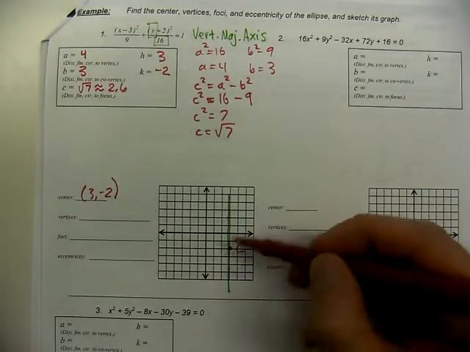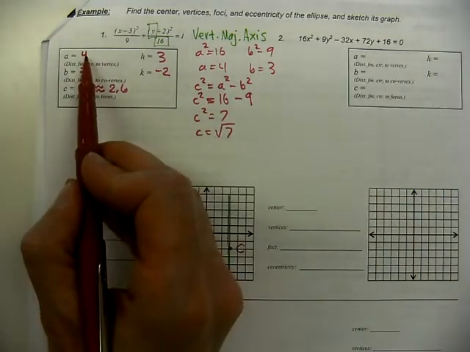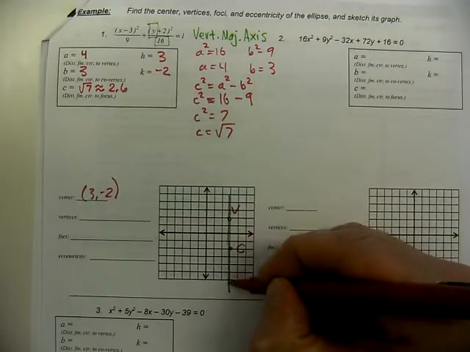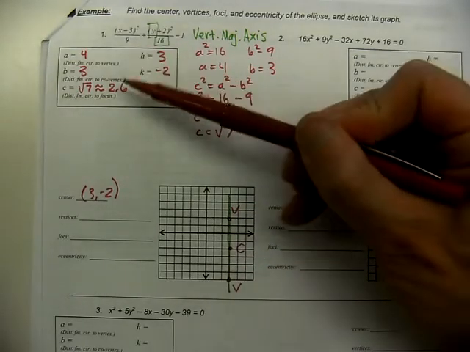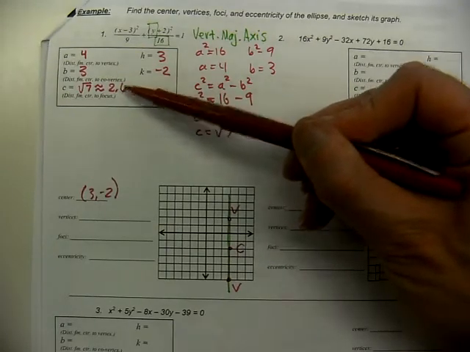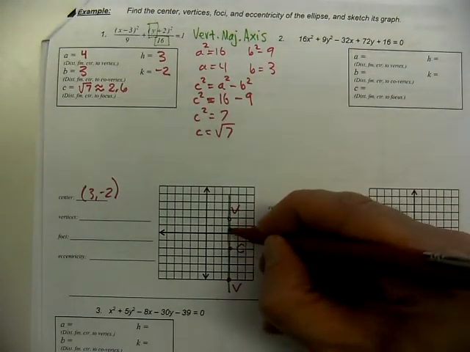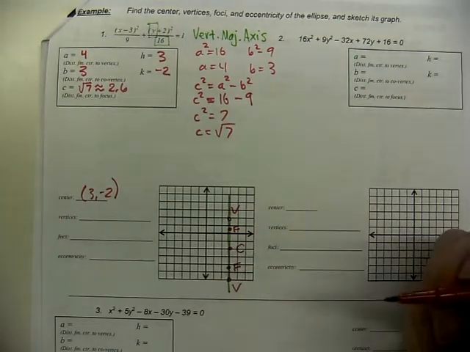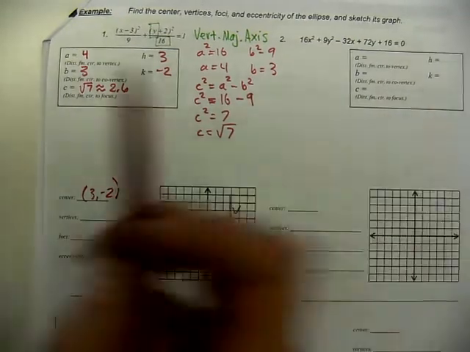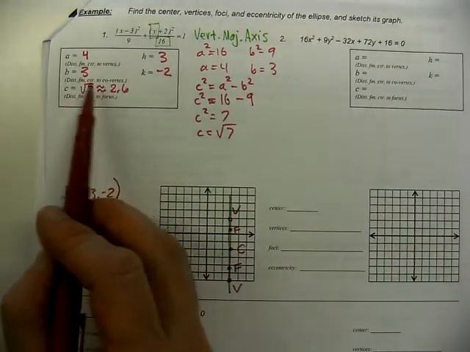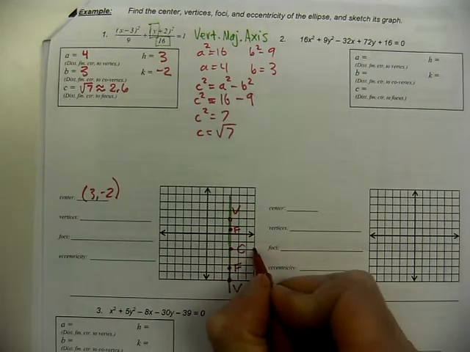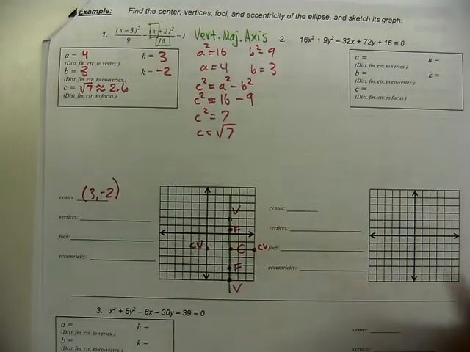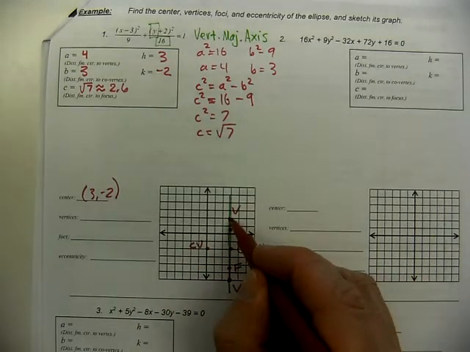So above and below the center will be the vertices. That's the length of 4. So 1, 2, 3, 4. You count 4 on either side. And then on either side we need the focus as well. So that's 2.6 above and below the center. And just label each of those points with the letters to represent what it is. The value of b, which is 3, will go to the covertex. So this is to the right and to the left of the center. Once we have the vertices and the covertices, then we can draw our ellipse.